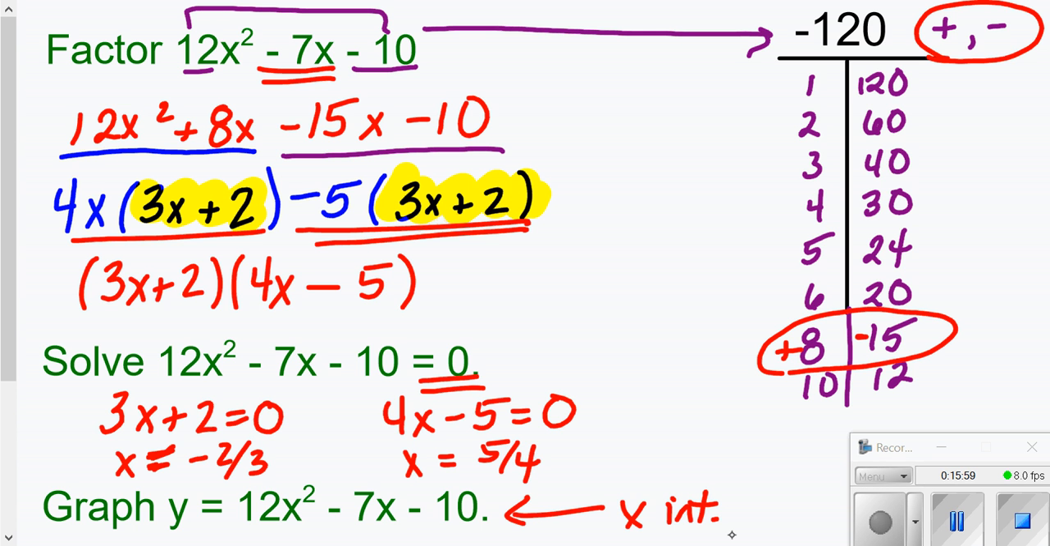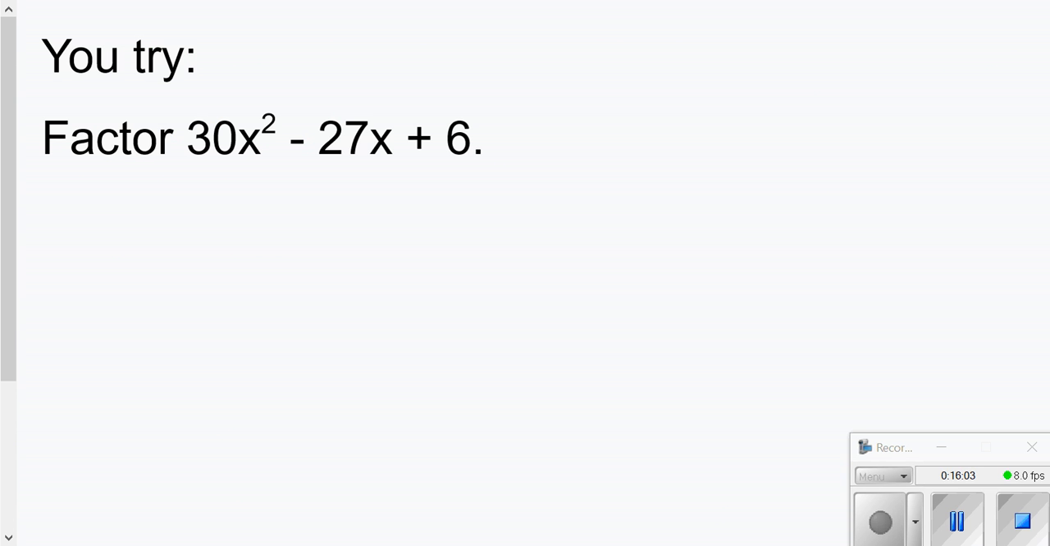Okay, just mentioning the connection. Okay, I made up a doozy for you for the end. So this is the question I want you to try. It says to factor this. So I want to think about the other things that we've talked about.